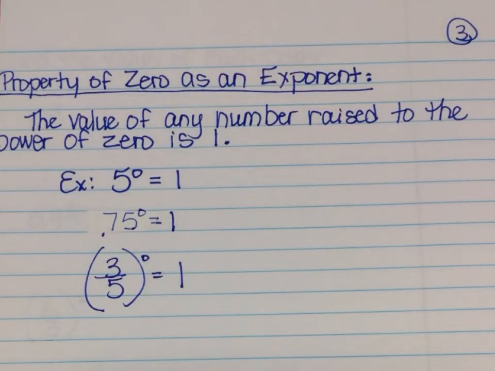All right, so there's a property of 0 as an exponent, and it says that the value of any number raised to the power of 0 is going to be 1. So 5 to the power of 0 is 1. 75 to the power of 0 is 1. 3/5 to the power of 0 is 1. 5 million to the power of 0 is still 1. Okay? And just go ahead and I want you to know that definition and write down these examples to help you remember.